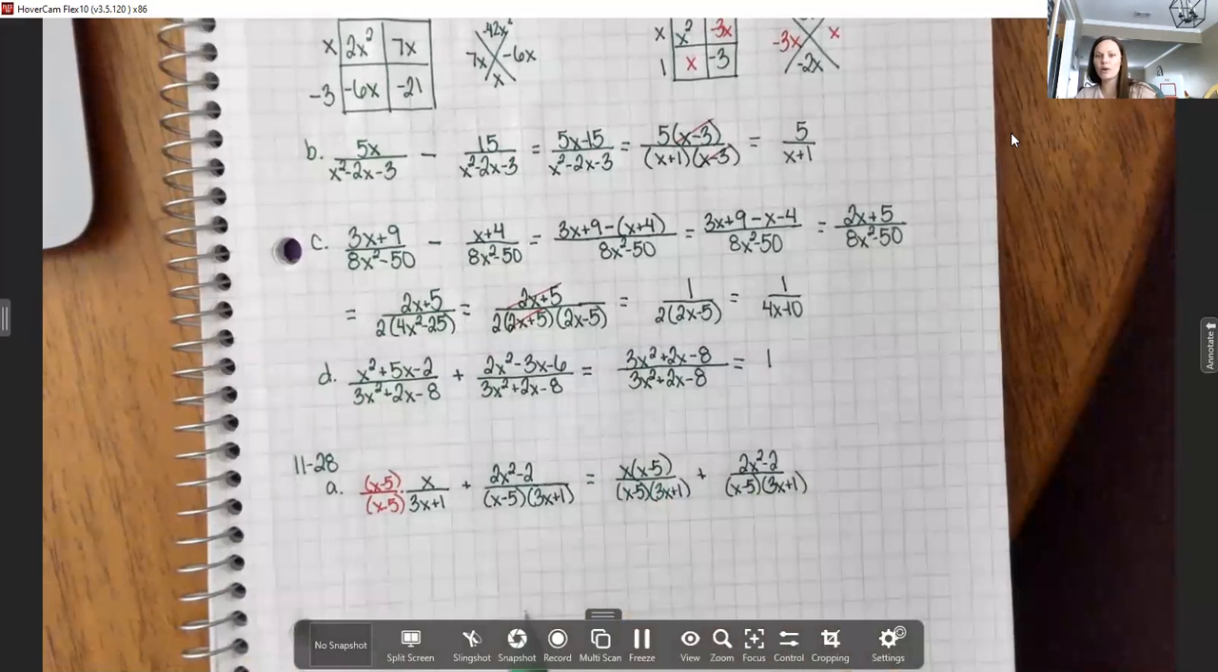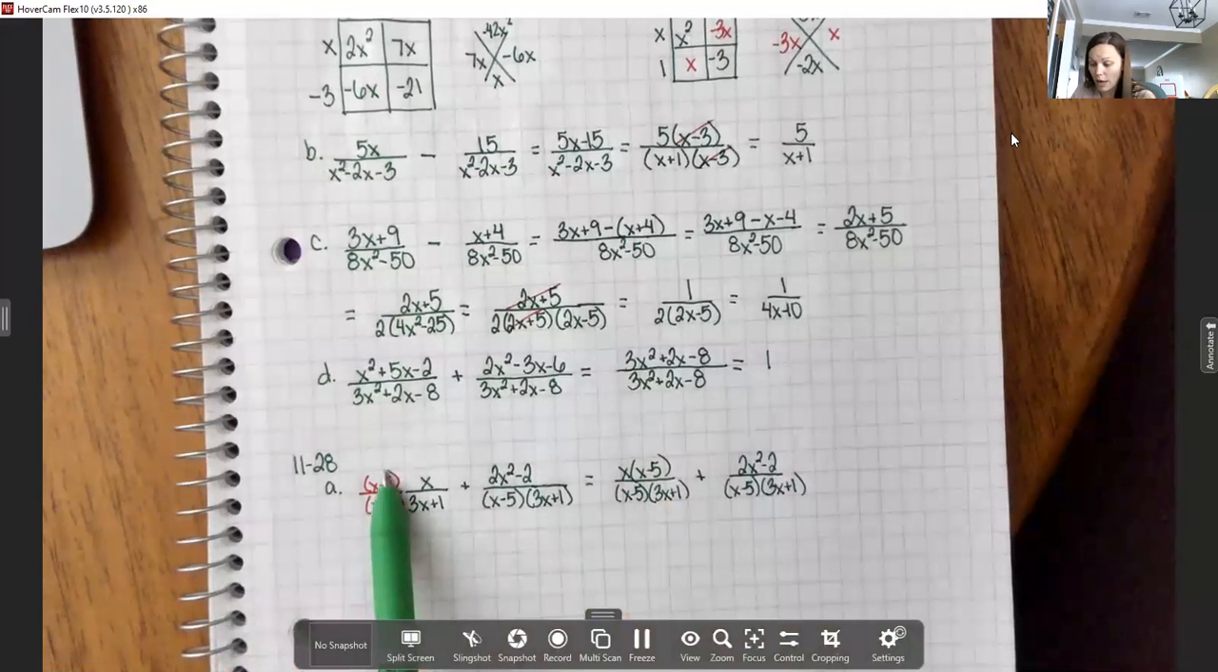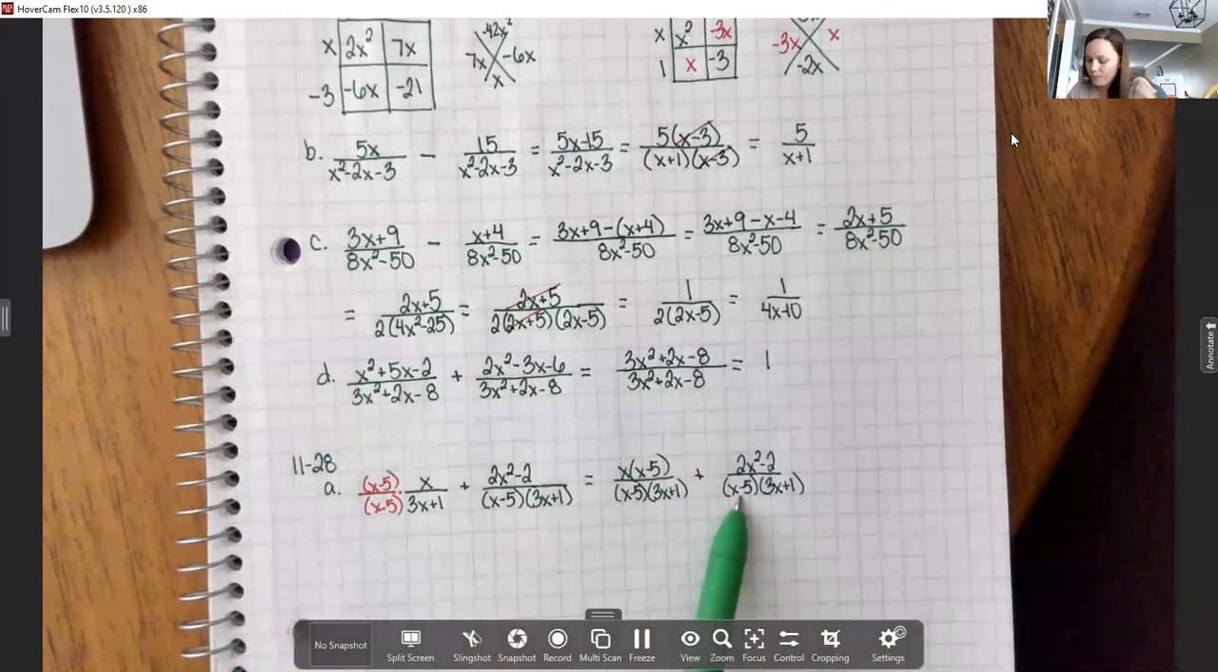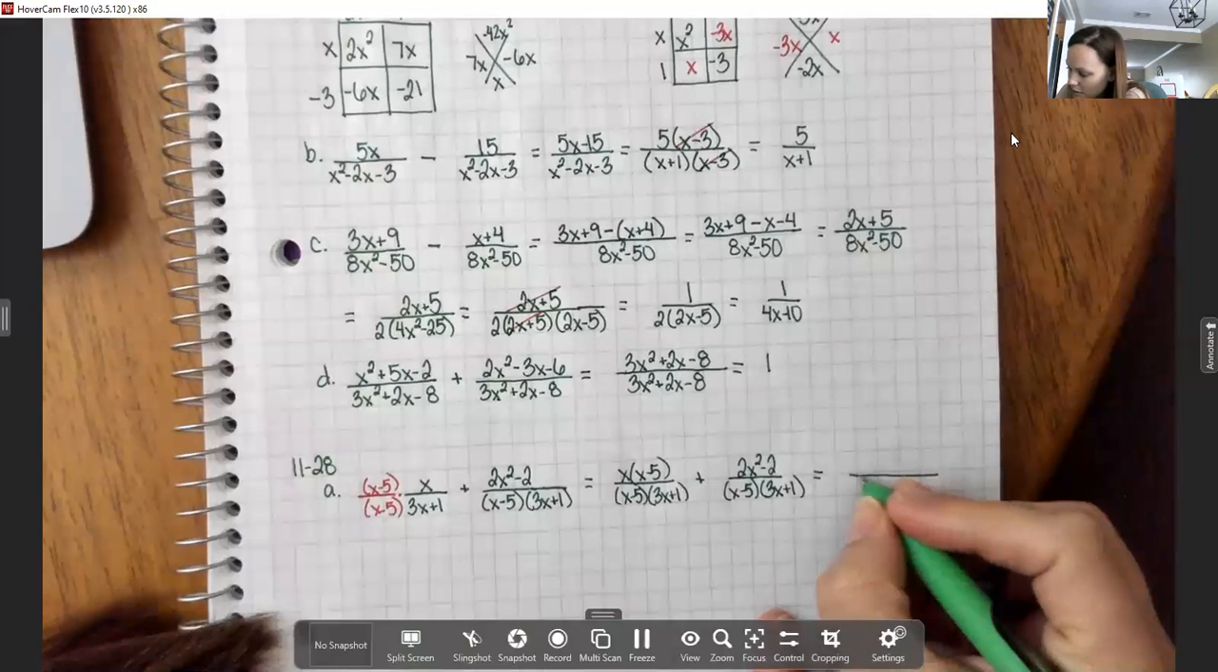Again, I'm showing you every little step right now. I multiplied this first fraction by x minus 5 over x minus 5. Again, this is just 1. So now I have a common denominator, and in my next step I'll be able to combine these.